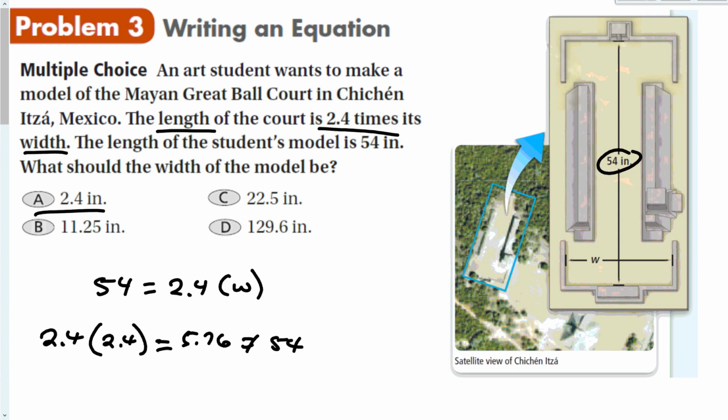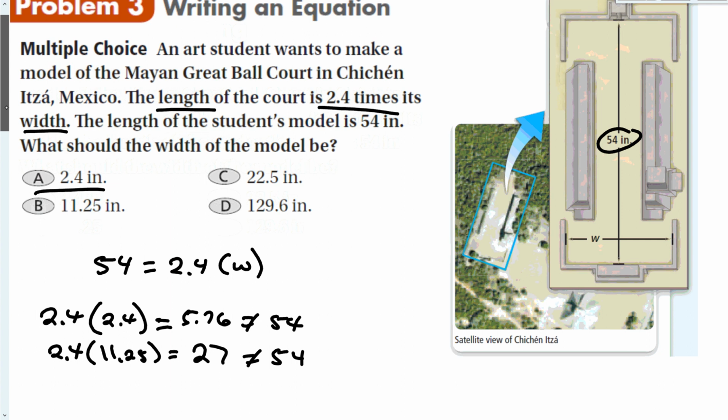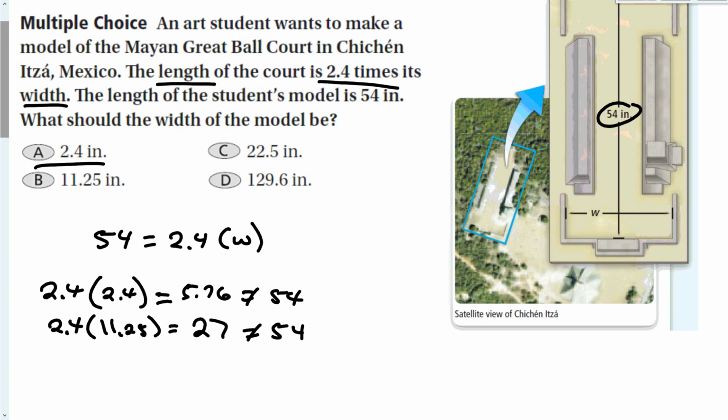Let's try B. So that's going to be 2.4 times 11.25. Plugging that into my calculator, I get 27, which again is not equal to 54. Okay. For C, we have 2.4 times 22.5. When I plug that into my calculator, I get 54, which is what I want. And then I can actually check the last one, but it's obviously going to be much too big. Plug that into my calculator, I get 311. Okay, so the answer is going to be C.